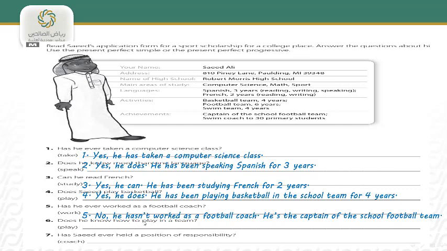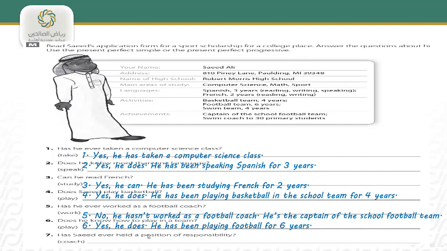Does he know how to play in a team? The verb to be used is play. The answer: Yes, he does. He has been playing football for 6 years. The concentration here is on the duration.